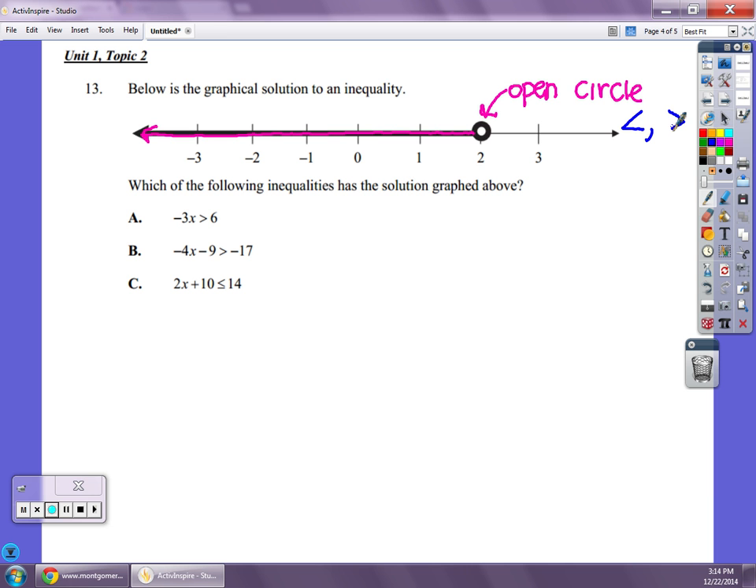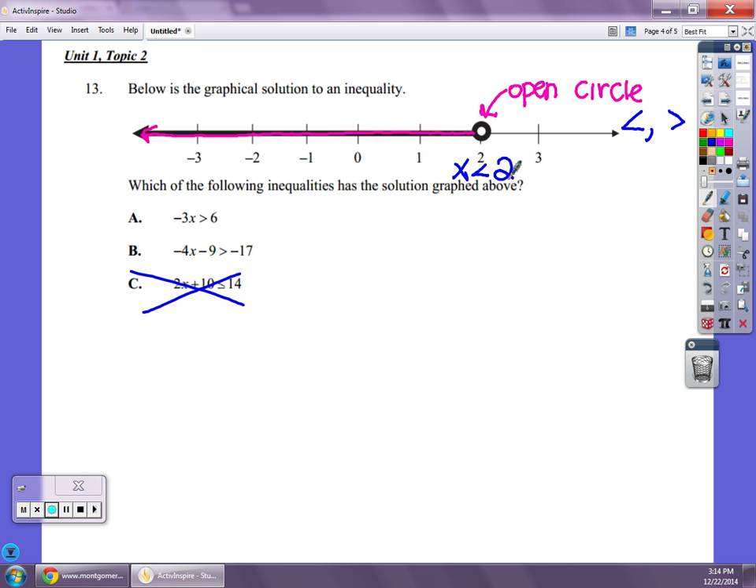Awesome. It is C, so I'm going to cross out C. That means we're left with A and B as possible choices. And what I notice about those two choices, they're both greater than, even though we're shading to the left. So what we're going to have to do here is actually work out our solutions to A and B. So let's solve each of those for X and see which one of those solutions is going to give us the inequality X is less than 2. And that's what we have here.